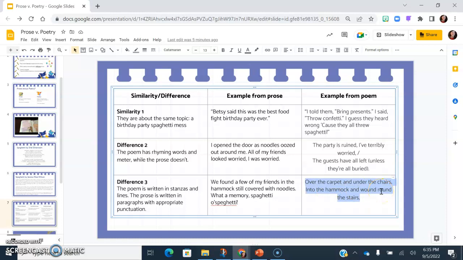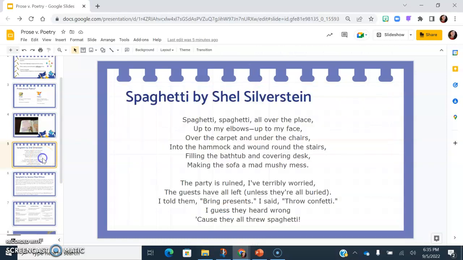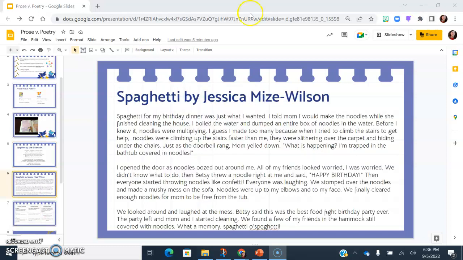Over the carpet and under the chairs, into the hammock and wound round the stairs. The other part you could notice is when you look at this, you see the stanza here, and then you see the second stanza here. So those are two different stanzas. And when we click over here, you can see this paragraph, and last, this paragraph to make three paragraphs.